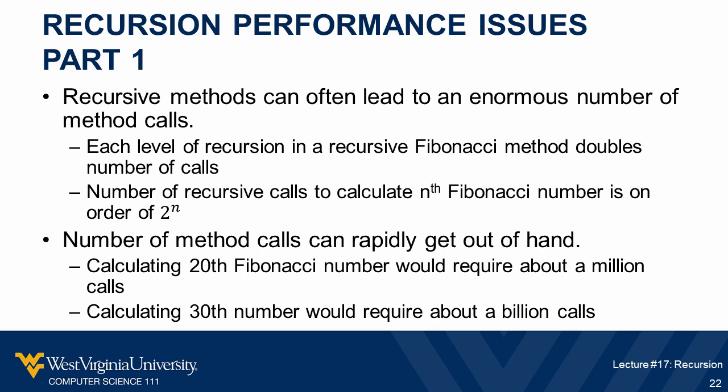Each time we have a level of recursion, so essentially we're trying to generate the next number in the Fibonacci series, that doubles the number of calls that we have. So if we're trying to generate the nth number in a Fibonacci series, we have 2 to the n number of calls. And as n gets big, this becomes ginormous. If we're trying to calculate the 20th Fibonacci number, we're going to have about 1 million calls. If we get to the 30th number, that's about 1 billion calls.